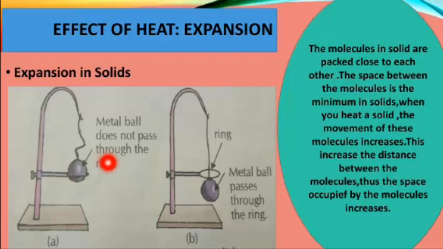Now leave the ball for some time and allow it to cool down. When again we try to pass the ball, this time the ball passes through the ring. This is because the ball contracts on cooling. So children, through this activity, we concluded that the solid expands on heating and contracts on cooling. So this is one of the effects of heat, that is expansion.